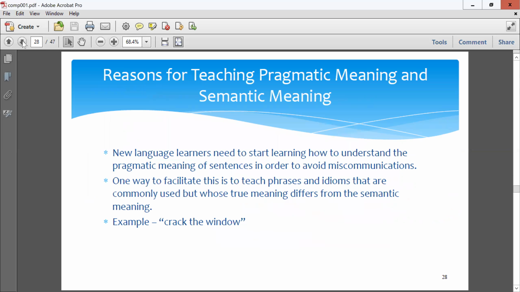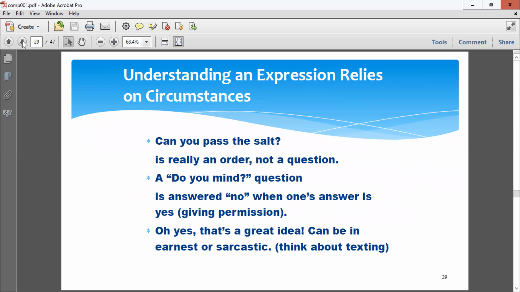There are reasons for teaching the difference because new language learners, or ELs, have to start learning how to understand the pragmatic meaning of sentences in order to avoid miscommunications. One way to facilitate this is to teach them slang, phrases, idioms, and so forth. One example is we would say, crack the window, which really came from the time when we rolled the window down and you would just roll it slightly, crack the window. But if an ELL heard that, they might think you mean literally crack the window and not understand that. So that's an example of what we're talking about.